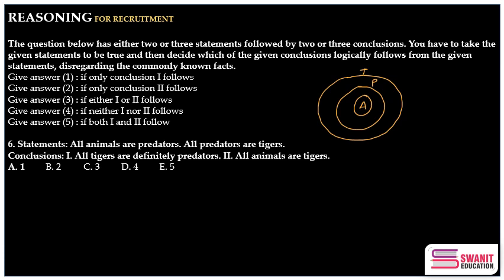All tigers are definitely predators. Now you see all tigers, which is the outermost ring, are definitely predators. Is that true? Definitely not, because there may be some tigers which are outside. Next conclusion, all animals are tigers. Now since animals is inside the tigers, so this becomes definitely true. So that means the second conclusion is correct, and according to the direction, my answer should be point number 2 if second conclusion follows. Thus answer to this question becomes B.